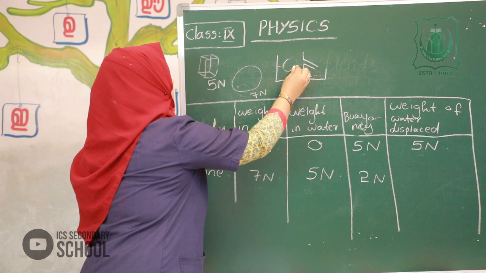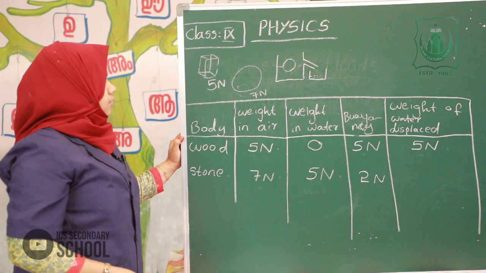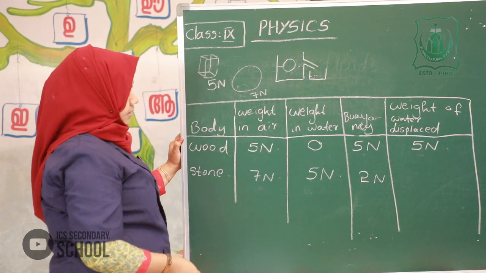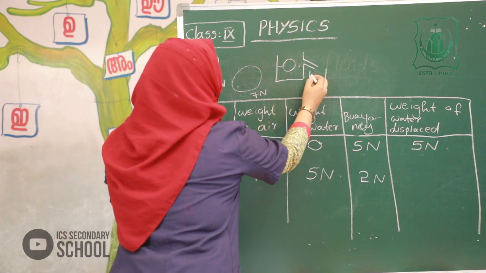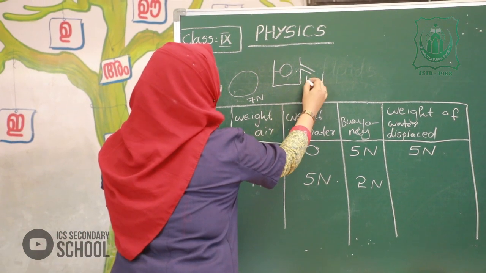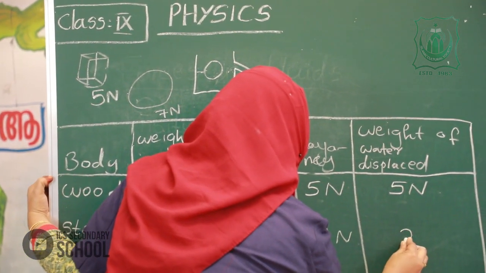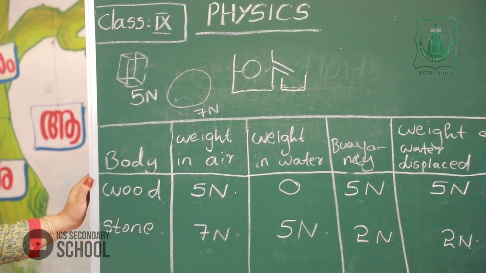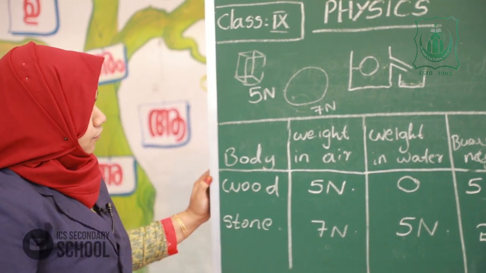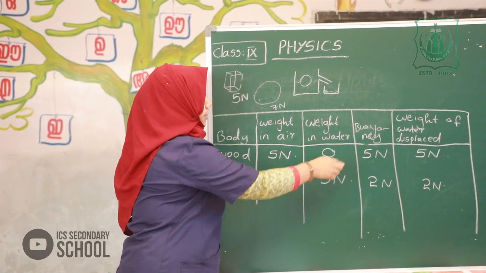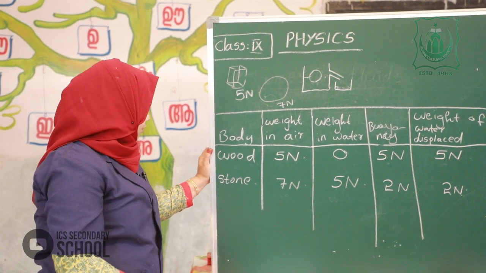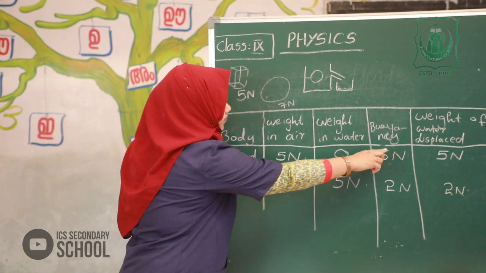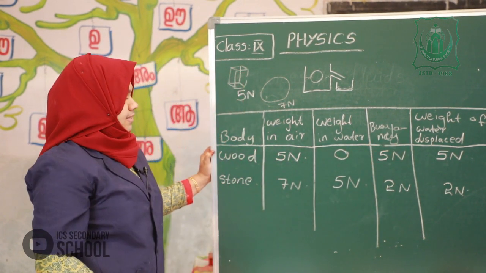Like that, the stone is also placed in the water. That time water overflows into another jar. Then we measure the weight of the water, and we get 2 Newton. Do you see this? In wood, weight in air 5 Newton, weight in water 0, buoyancy 5 Newton and weight of water displaced 5 Newton. In stone, weight in air 7 Newton, weight in water 5 Newton, buoyancy 2 Newton, weight of water displaced 2 Newton.